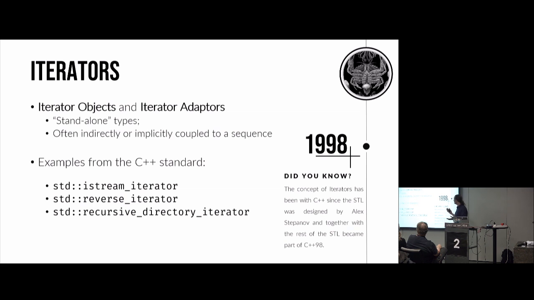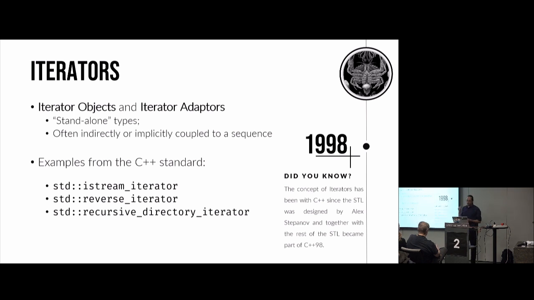And the answer is also not very modern. It comes from originally, I think, from Alexander Stepanov. It became part of C++. The C++ standard library has had iterators since 1998. And two of the interesting concepts related to iterators are iterator objects and iterator adapters.